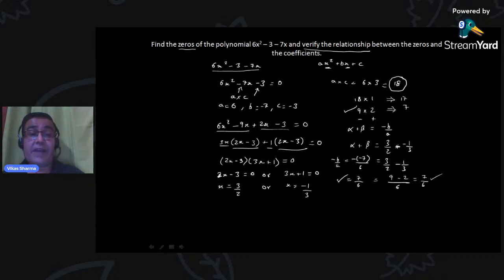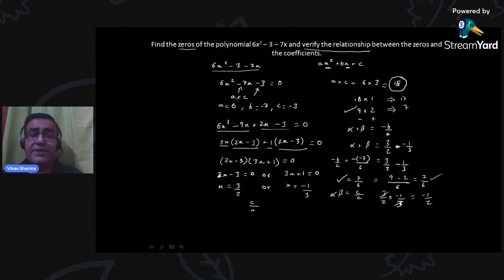Now let's look at the product of the roots as well. Product of the roots, so alpha beta should be equal to c over a. Alpha in this case is 3 upon 2 and beta is minus 1 upon 3, sorry. So the 3 and 3 get cancelled and we get minus 1 upon 2.